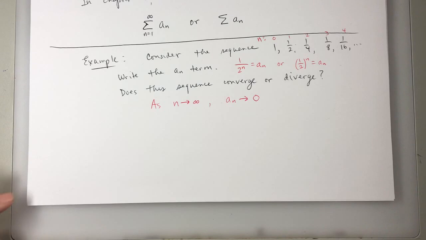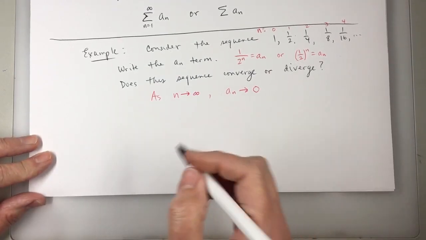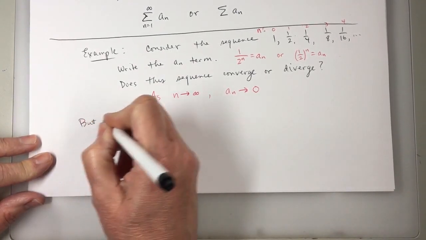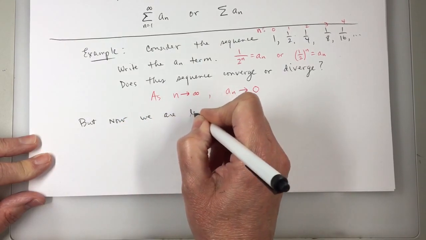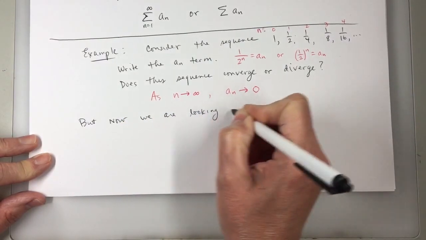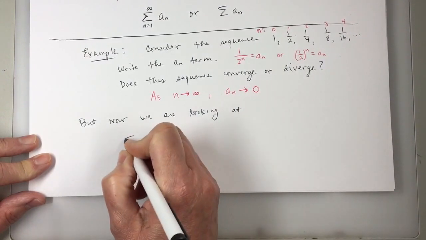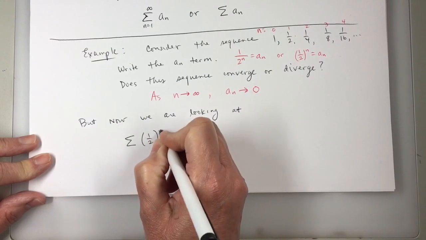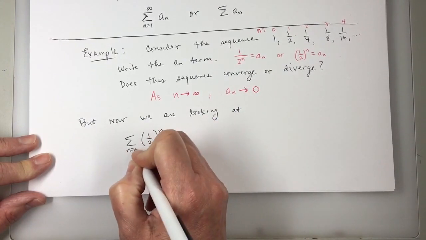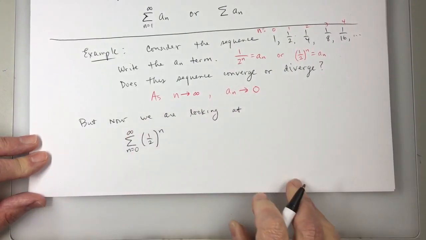Now in 11.2, we're doing this. But now, we are looking at something like this. The series of 1/2 to the n, where n starting at 0 and going to infinity.